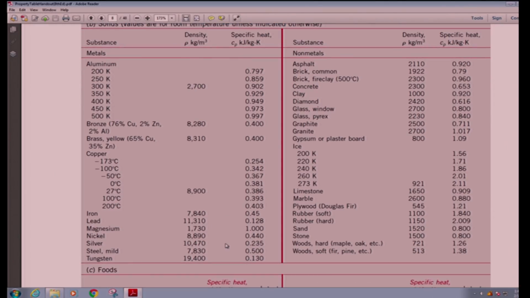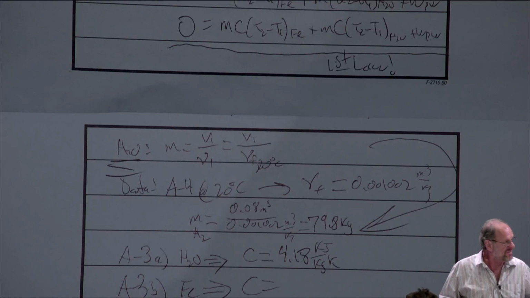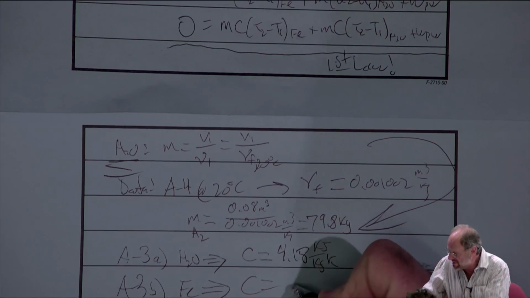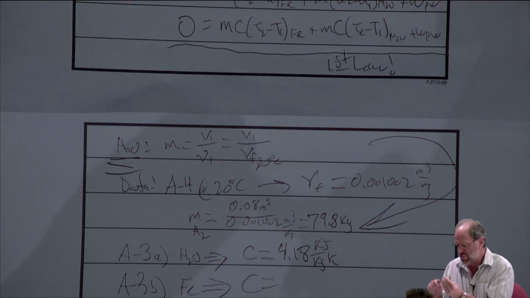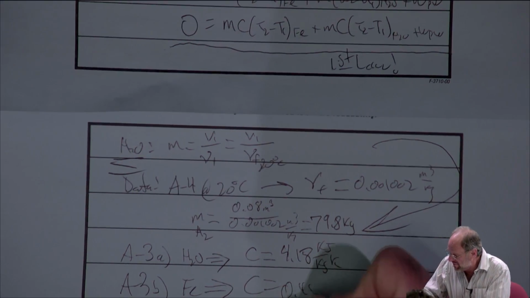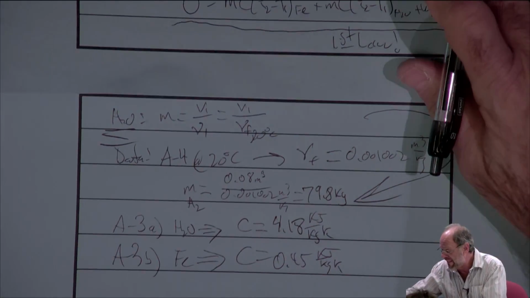So let's see, here's iron. They only give us one number, so we really have no choice but to just use the value of 0.45 for iron. It doesn't tell us what temperature, but presumably if it changed in a significant way over a range of normal temperatures, they would have given us more data. Anyway, this is 0.45 kilojoules per kilogram per Kelvin.